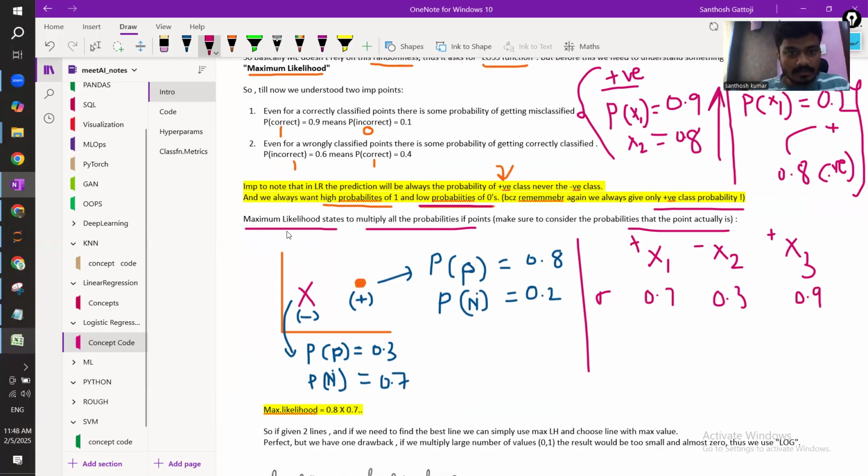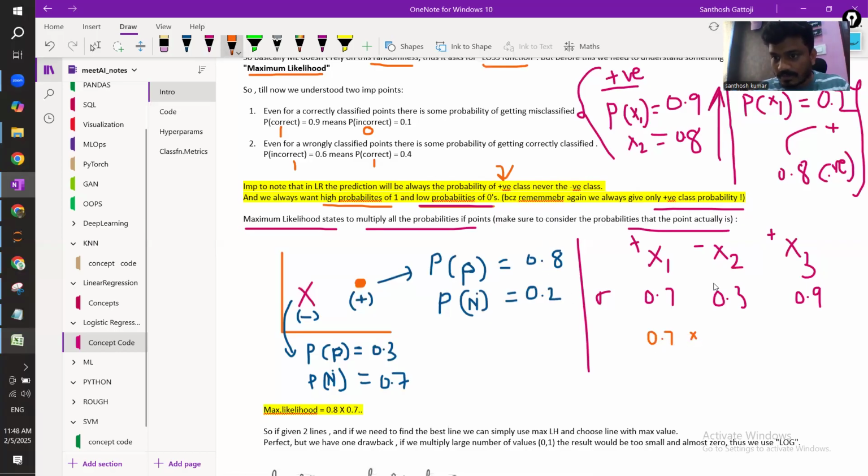Now the maximum likelihood is saying multiply the probabilities, but not these probabilities. Don't directly multiply whatever probability comes from sigmoid, but only the probability that the point actually is. What does that mean? This point is a positive point, so this is also the positive probability. You'll do 0.7.